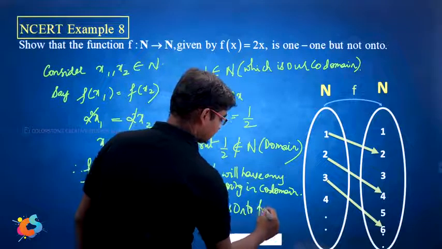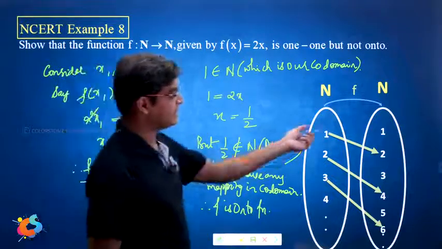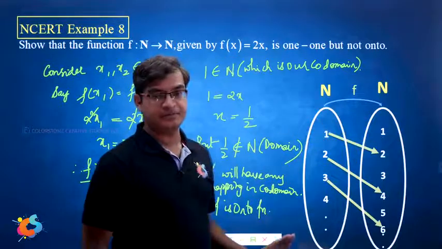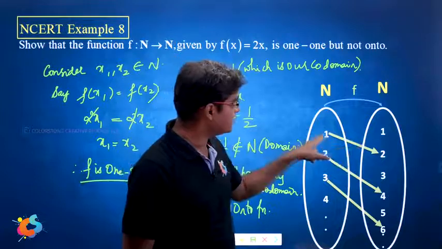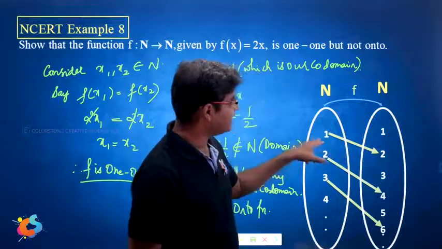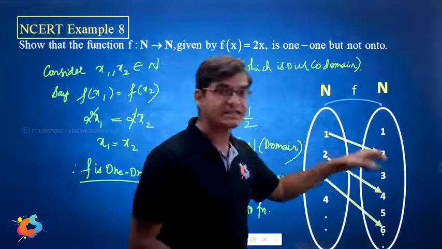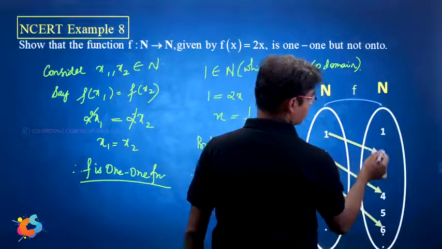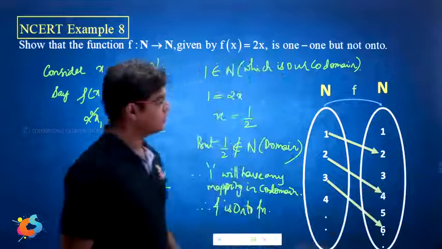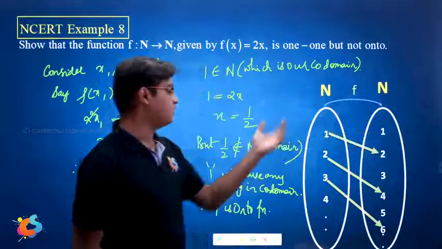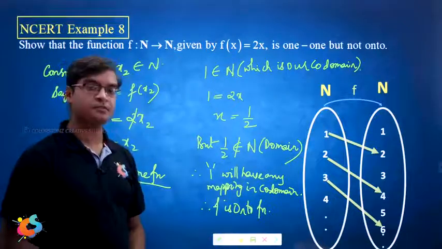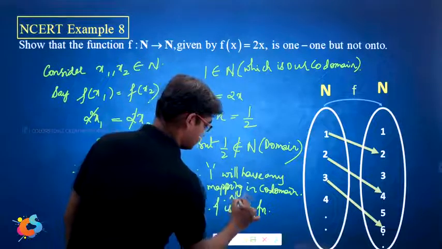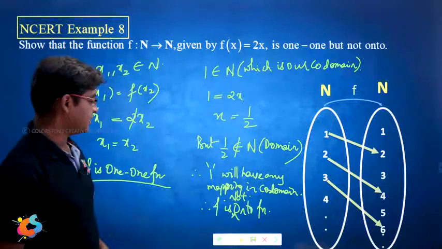You just have to show that there is at least one element for which there is no pre-image. Right? This is called pre-image. So for 2, 1 is the pre-image. For 1, 2 is the image. For 2, 1 is the pre-image. So for 1, there is no pre-image in the domain. So therefore, it is not an onto function.